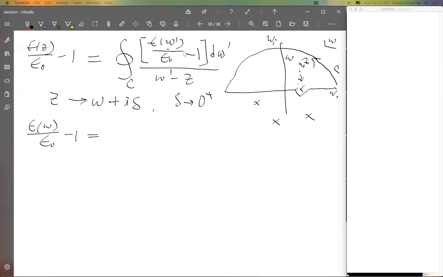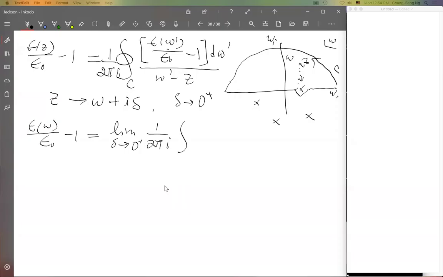And then this is equal to the limit of delta going to 0 plus. I forgot, in the Cauchy theorem, you need to divide it by 2 pi i. So this divided by 2 pi i is this function. Okay. And then 1 over 2 pi i.